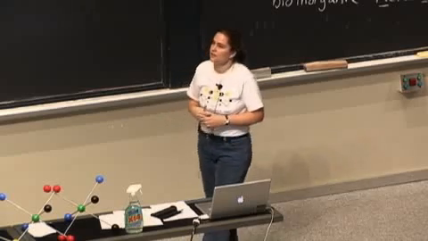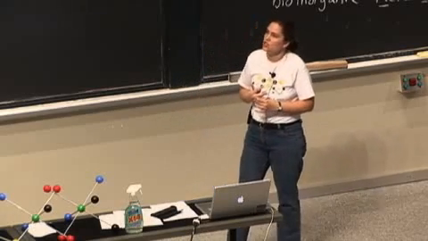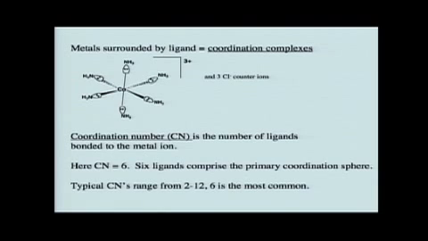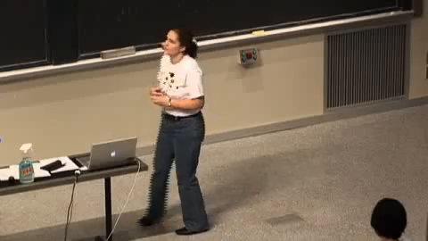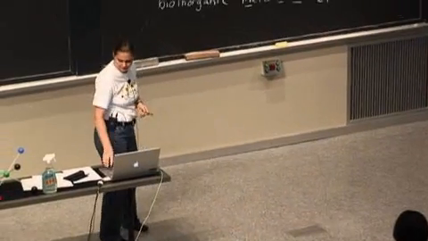So let's talk about a couple of definitions here. We have something called coordination number, or CN number, and this is simply the number of ligands bonded to the metal. So here the number is 6. There's 6 ligands. Typically, the numbers for these coordination complexes will range from 2 to 12, with 6 being the most common.